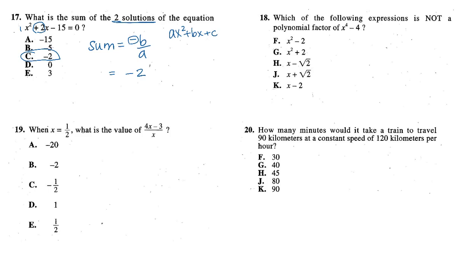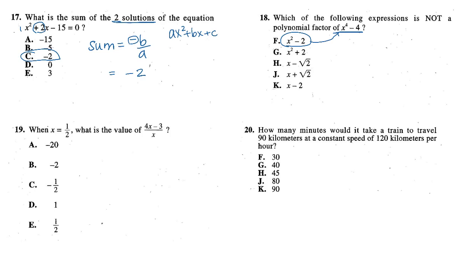All right, which of the following expressions is not a polynomial factor for x to the 4th minus 4? Now what that means is, if I plug in this, if I take right here and I sub that in, I'm going to get a 0. That's what it's talking about here.